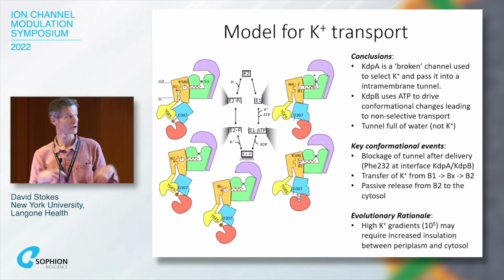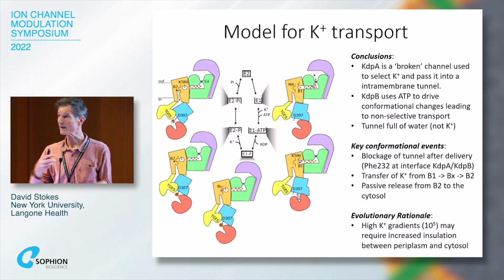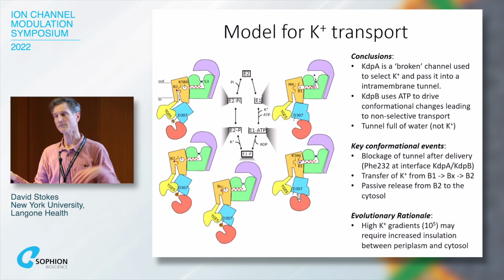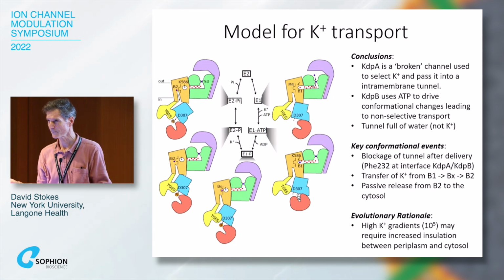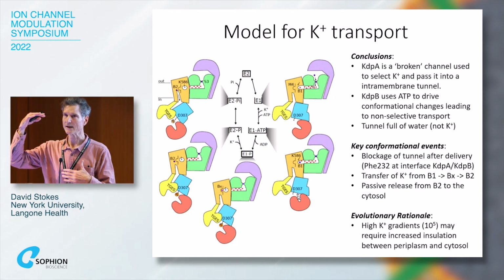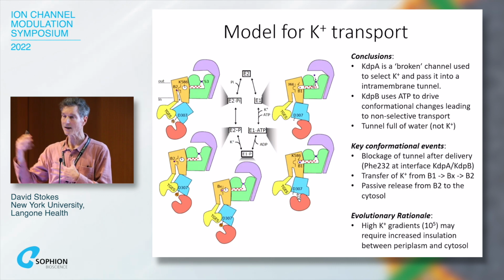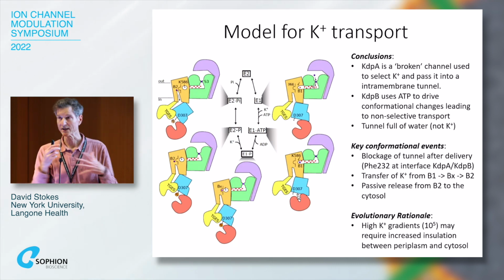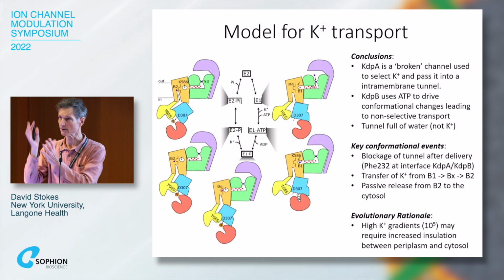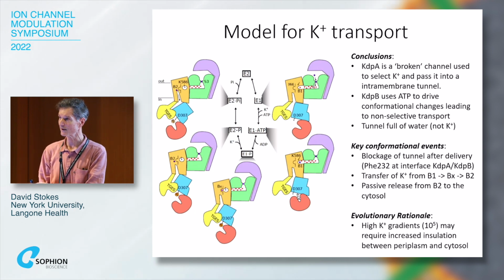And this is pure speculation. But given the 10 to the fifth gradient that bacteria need to establish, this is not happening for SERCA. SERCA goes from micromolar to millimolar. That's 10 to the third. So perhaps that gradient is so high that unless you have this extra insulation of the subunits and the tunnel, and this pinching off by the phenylalanine residue provides this extra insulation to prevent backflow against these very large gradients.